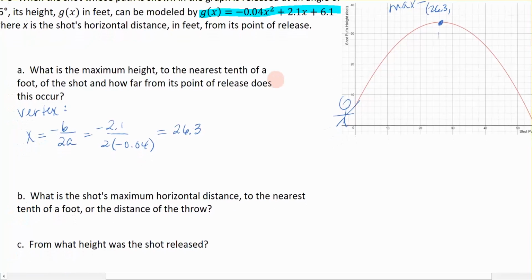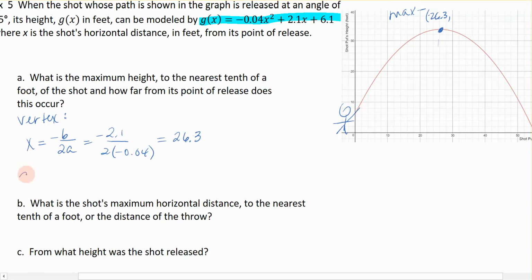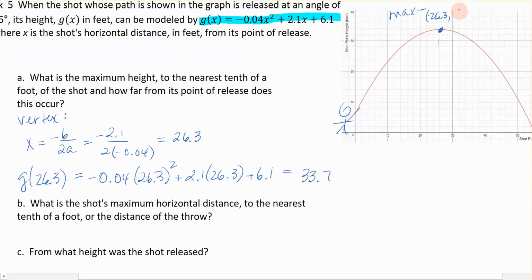And then how did we find the y-coordinate? Well, we plug it back into the function and we evaluate the function at 26.3. So we would have negative 0.04 times 26.3 squared plus 2.1 times 26.3 plus 6.1. When you put all of that into your calculator to the nearest tenth, you find that that's 33.7. So this is 33.7. So the maximum height of the shot put is occurring right here at 33.7.